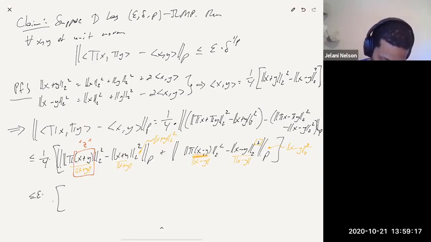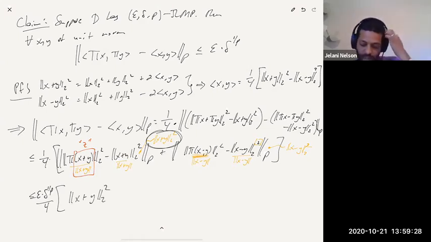Epsilon times delta to the 1 over p. And then I have that 1/4. And then here I have x plus y squared, because I have this part. So I have to keep that, x plus y squared. And similarly, I have the same thing over here, but I have plus x minus y squared.